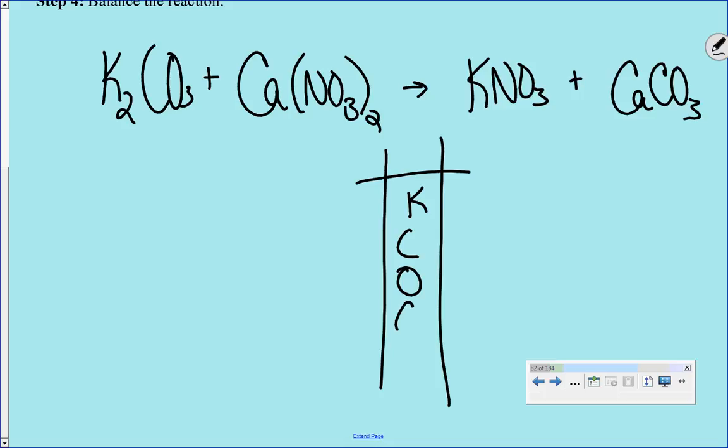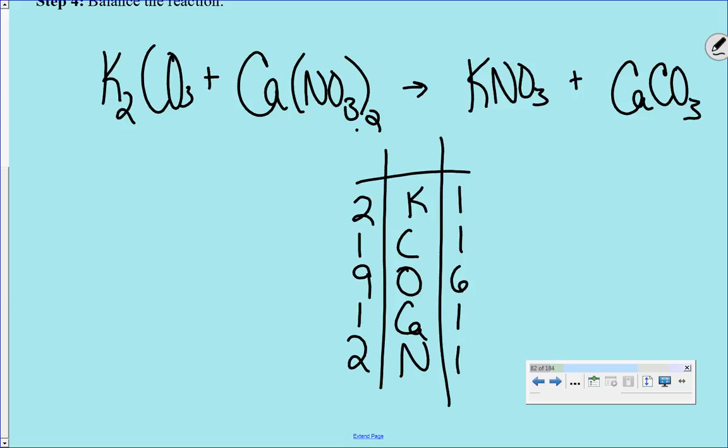K, C, O, N, Ca. 2 potassiums, 1 carbon on the left, 6 oxygens right here, plus 3 is 9. We got 1 calcium, and for nitrogen, we have 2 of them. Jump over to the other side, 1 potassium, 1 carbon, 6 oxygens, 1 calcium, and 1 nitrate.